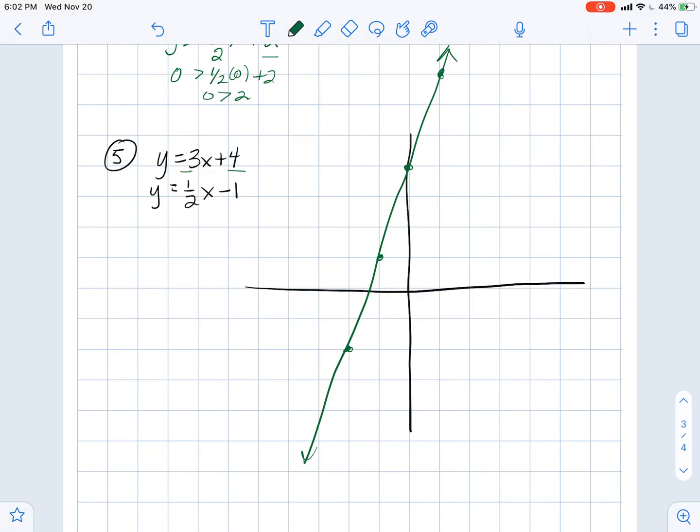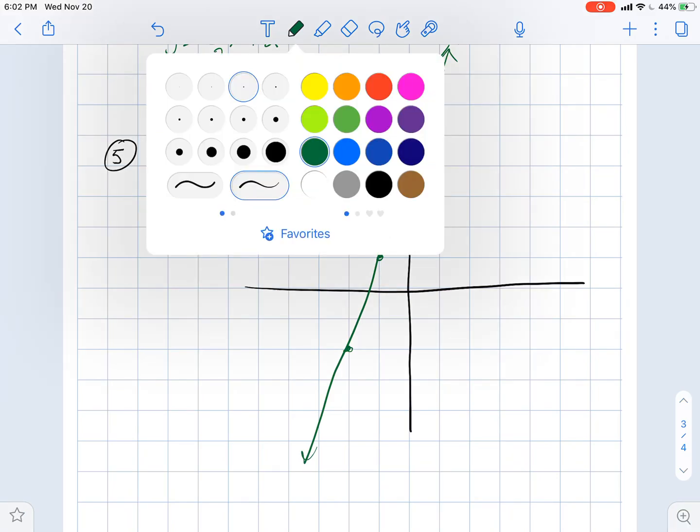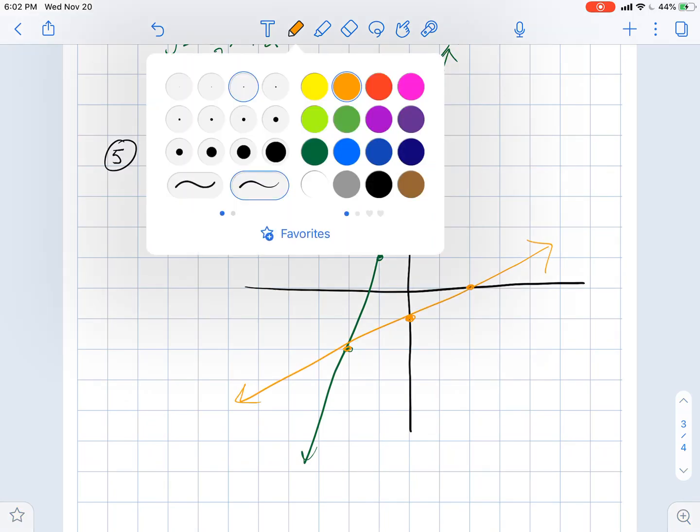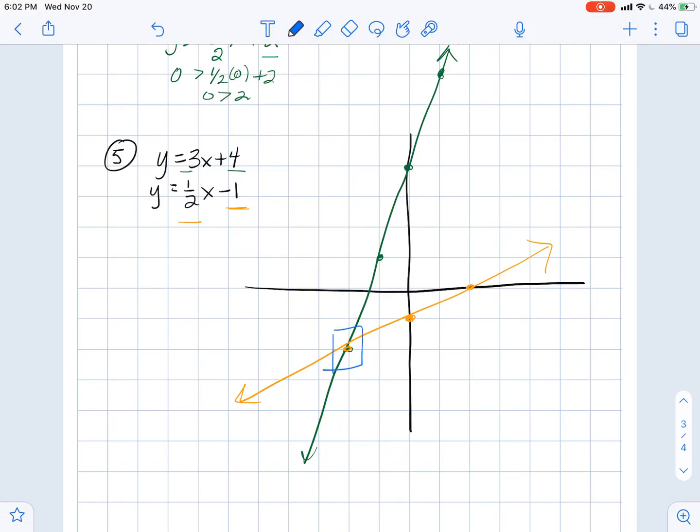Okay, now I'm going to go to my second line, and it has a y-intercept of a -1. It has a slope of 1/2, which means up 1, right 2, or I could go down and left, and again draw my line, and I can tell where it crosses because they're both right here, and so my answer to this graph is -2, -2.